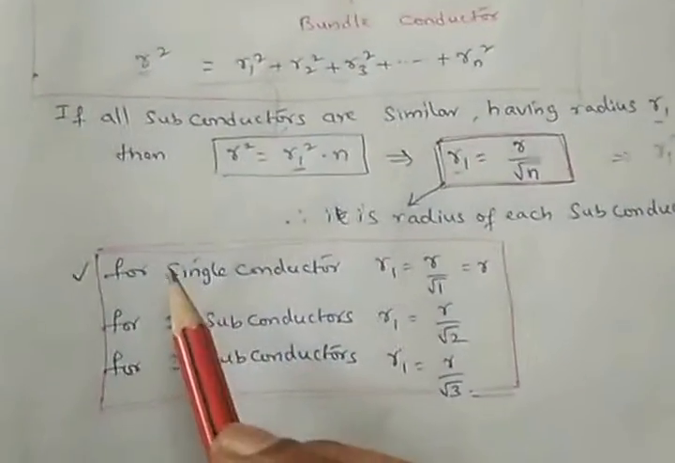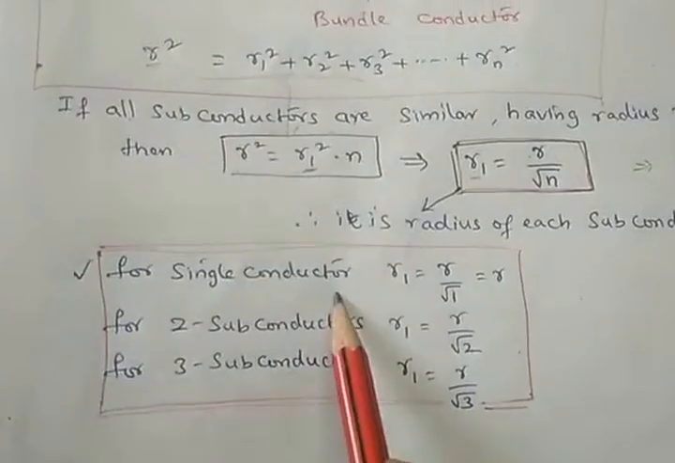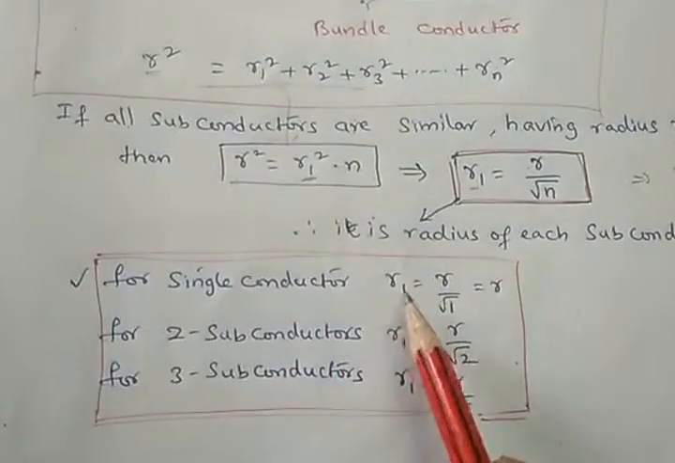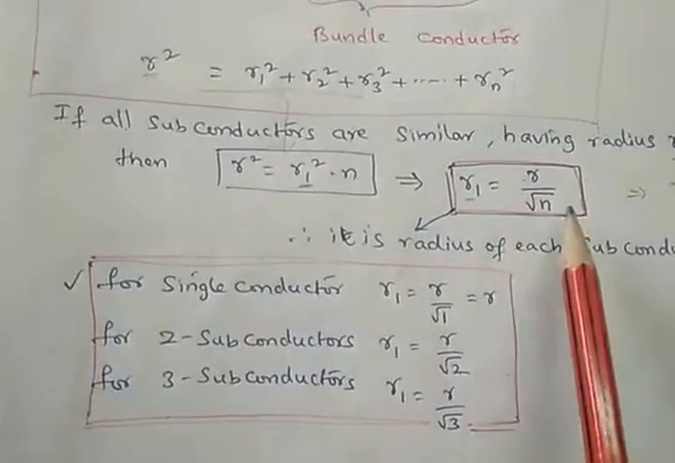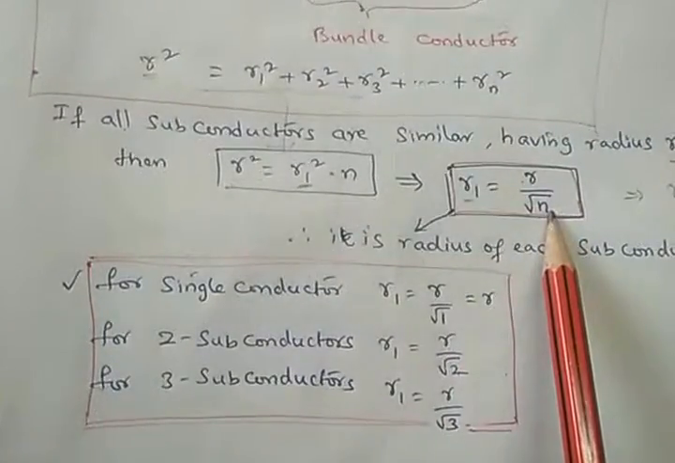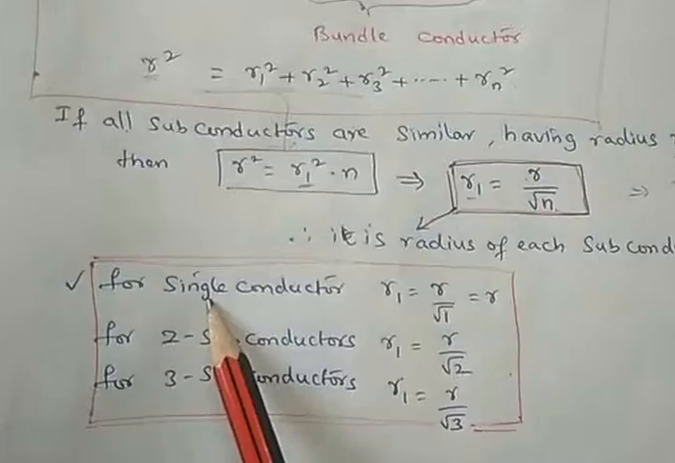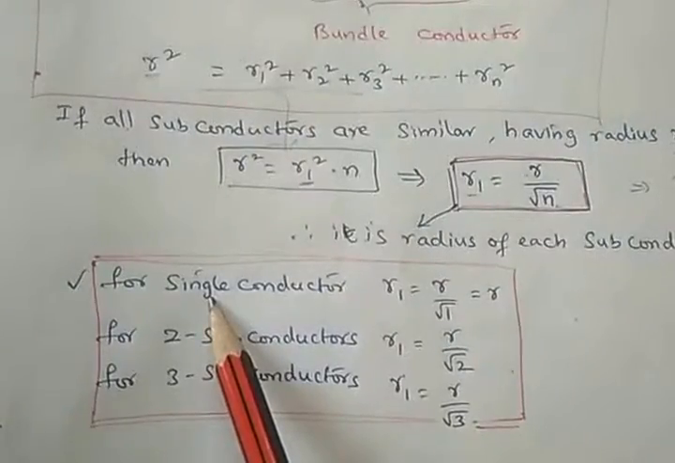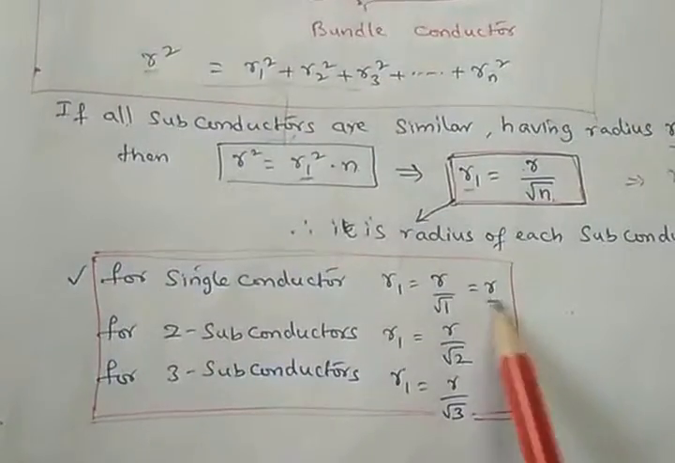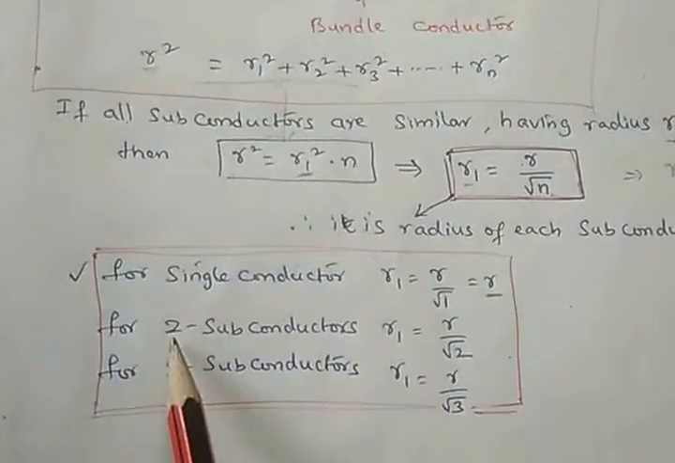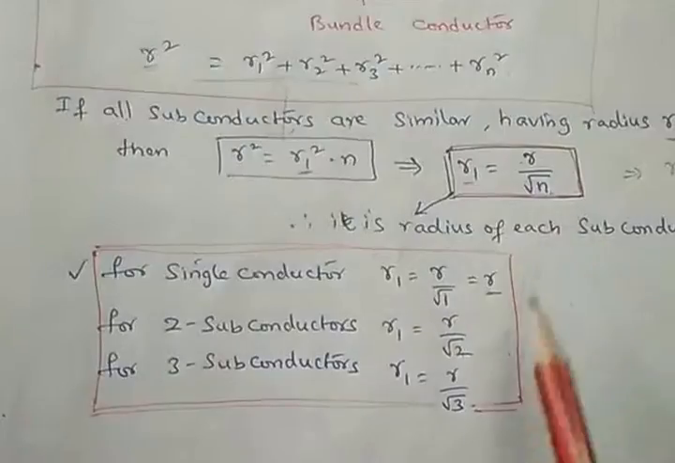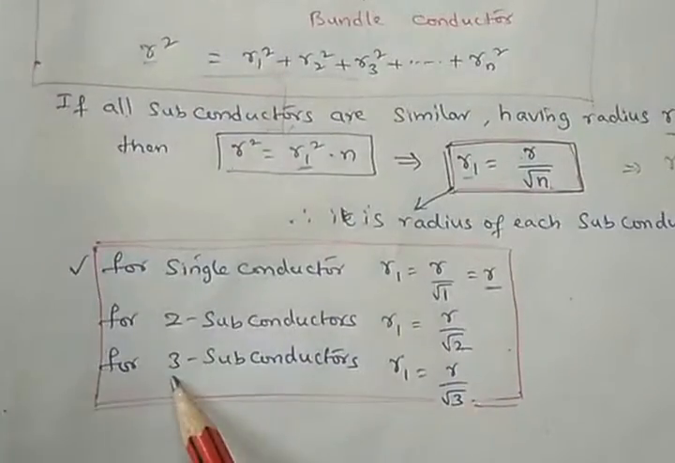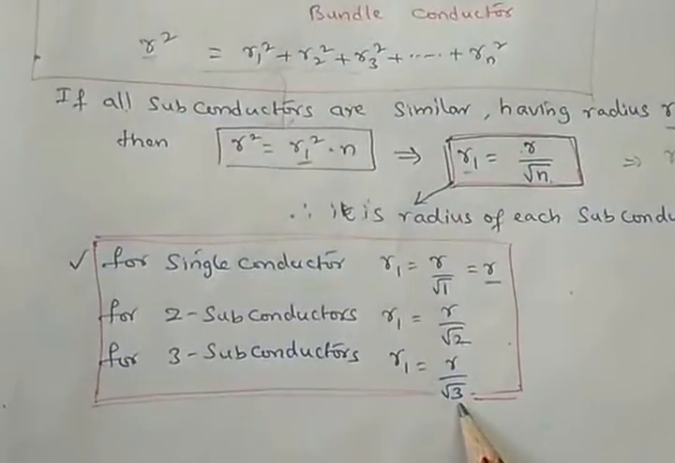Now let us assume there is only a single subconductor. Then what is the radius? R1 equals R by root of 1. Just substitute 1 as the number of conductors. So the radius is R. Now if you have 2 subconductors, then what happens? You substitute N equals 2. If there are 3 subconductors, just substitute N as 3.